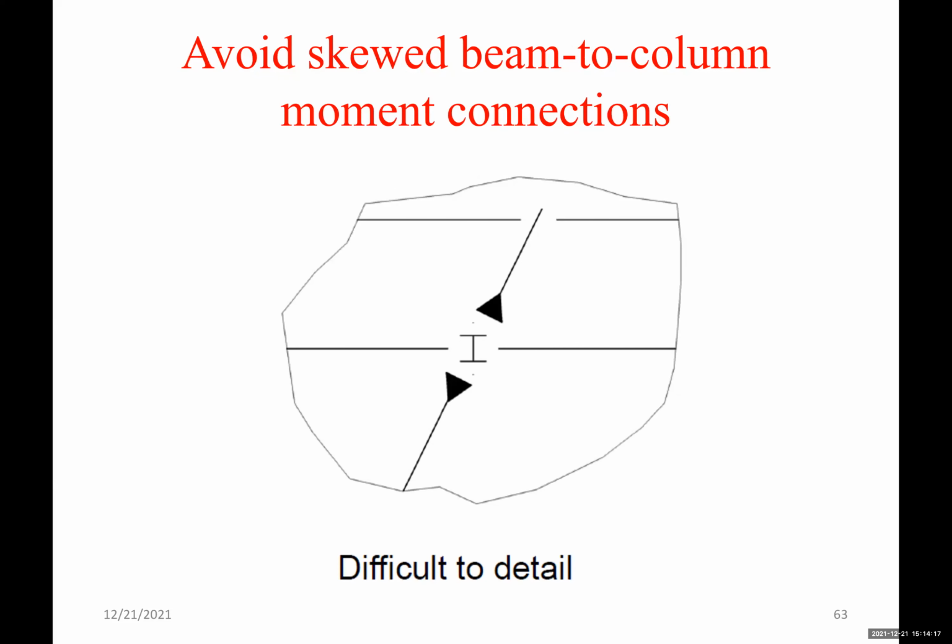Avoid skewed beam to column moment connections. This would be really difficult to detail, okay? We have shown moment connections to column flanges and things like that. So we need to avoid something like that. This is really difficult to detail. In a case like this, you could orient the column flanges to take the moment connections, and then, okay, for the beams that are framing into the web, those could be skewed if we have no other option, okay? But the moment connections here would be more expensive and difficult actually to do.